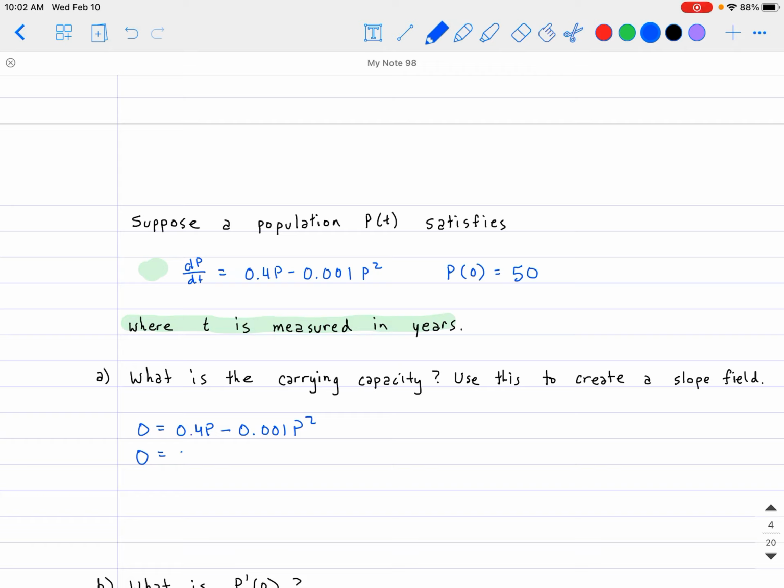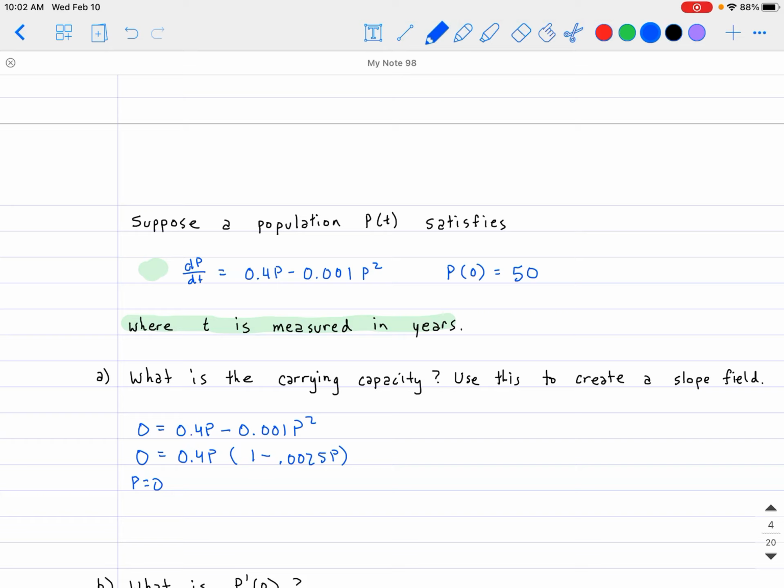So 0 is equal to 0.4p factored out from both terms, and that's 1 minus, and if I put this on a calculator, which I'm doing now, 0.001 divided by 0.4, that's going to give us 0.0025p. Okay, now using this factored form, we can solve for what p is equal to. So p is equal to 0, just as we said earlier.